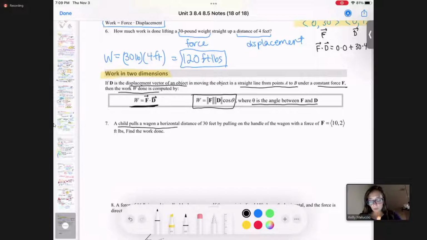So a child pulls a wagon a horizontal distance of 30 feet by pulling on the handle of the wagon with a force F of <10, 2> foot-pounds. Find the work done. Okay.